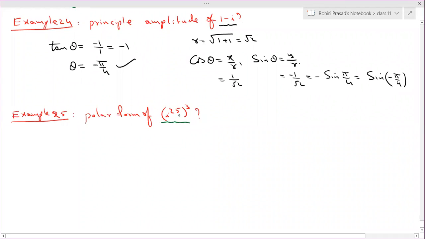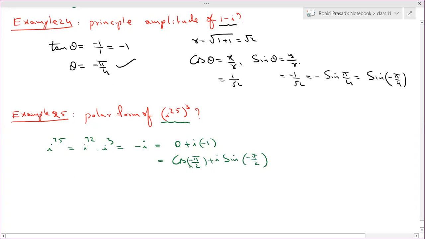They're asking us to find the polar form of this. So i power 25 into 3 is i power 75, and we need i power 3 multiple. So 72 into i cube, which is equal to i power 72 is 1, and i cube is minus i. And for the minus i, we need to write the polar form as 0 plus i into minus 1. So cos of minus pi by 2 plus i sine of minus pi by 2. So the polar form of that is this, that's all.